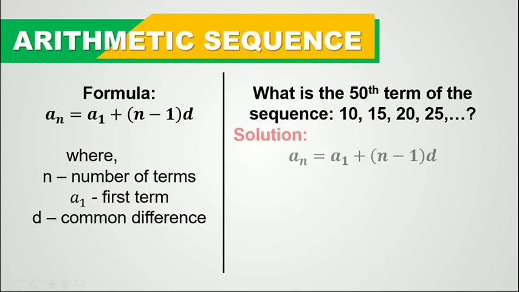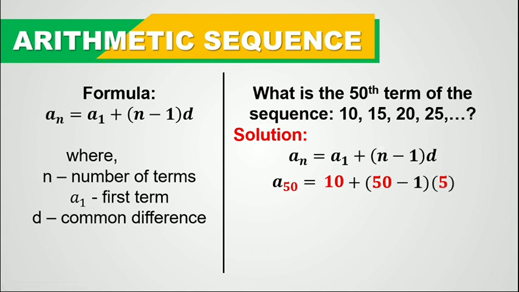So, solution: a sub n equals a sub 1 plus n minus 1 times d. What we are looking for is the 50th term, so a sub 50. The first term, a sub 1, is 10. And then plus 50 minus 1, since n is 50. And then the common difference. Subtract any two consecutive terms. So 25 minus 20, that's 5. 20 minus 15, that's 5. 15 minus 10, that's 5. Therefore, the common difference is 5.